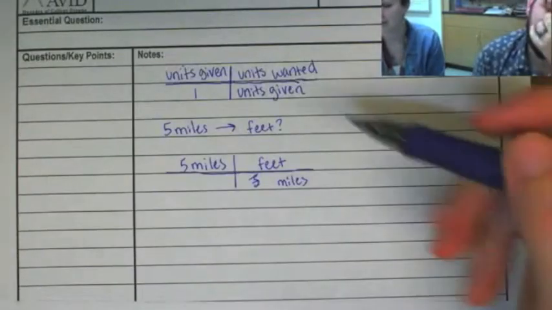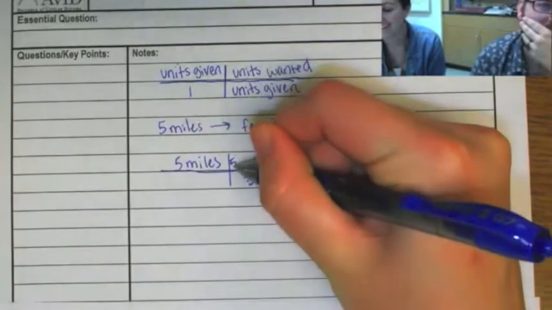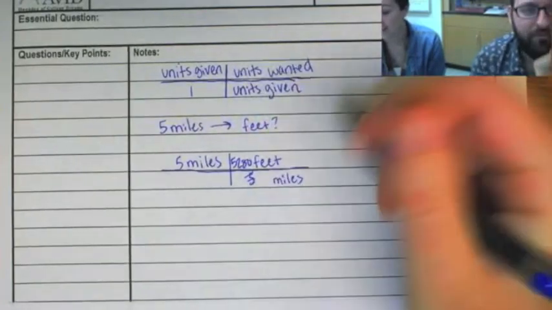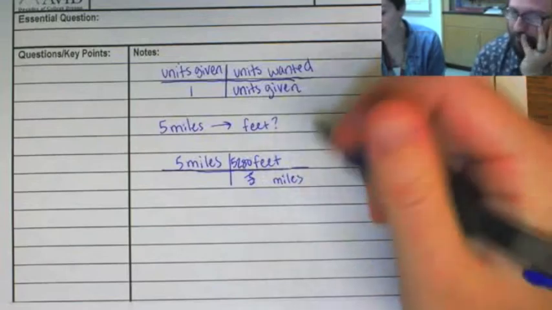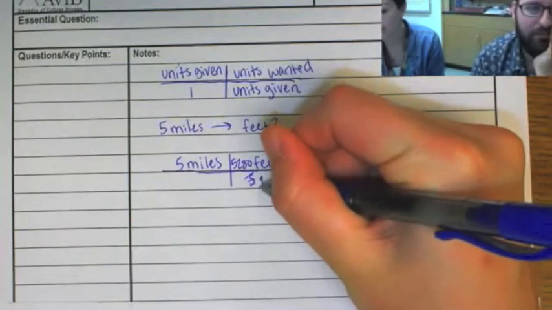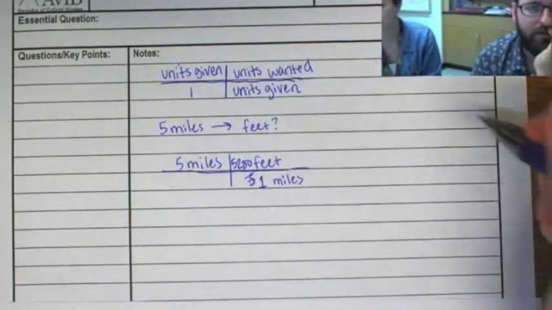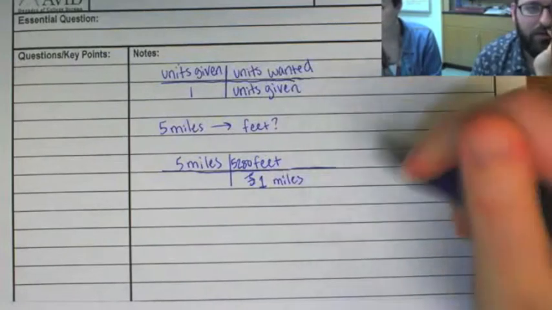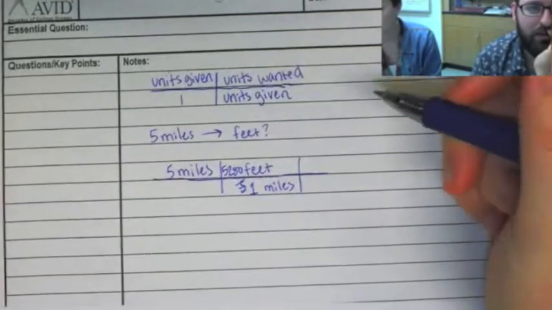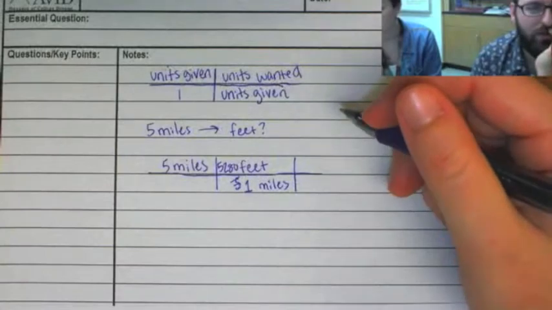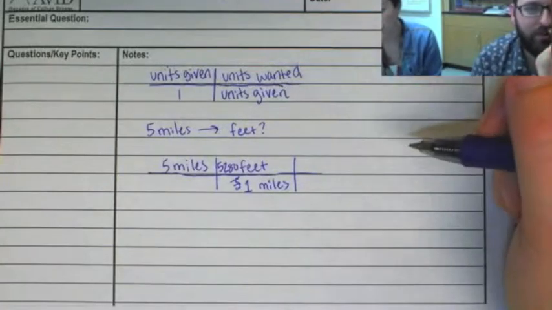I guess we need to do that one again anyway. Okay, all right, so it's 5,280 feet, and that's my 1 mile right there. That's my conversion factor. So then we've got the units we want. So we're done, right? So what do we do with this?